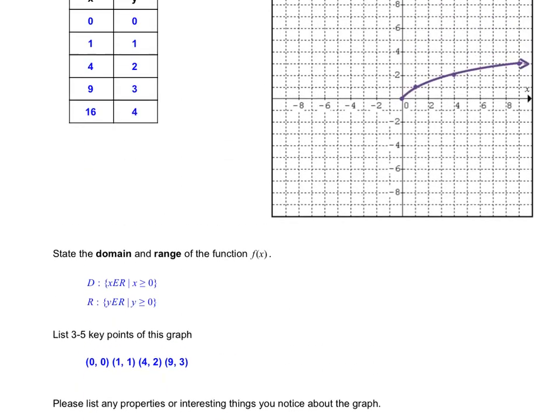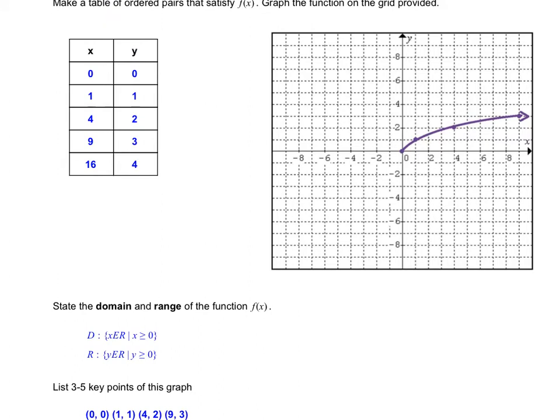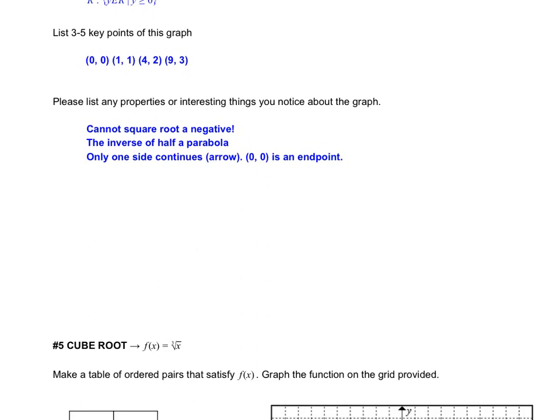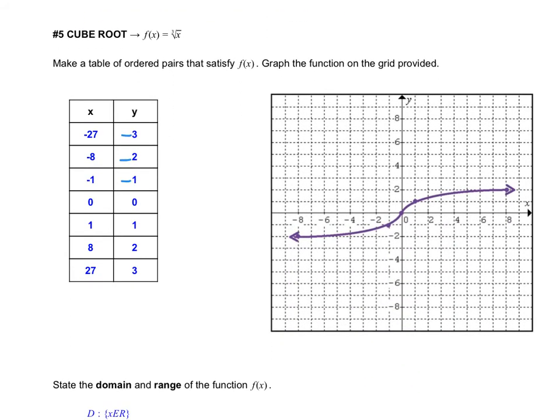So just going back to our graph here, this will continue forever, but right here, it stops. It was not going to extend downwards at all. So that's something important to note. And again, that's because you can't square root a negative number. All right, let's move on to our cube root function.